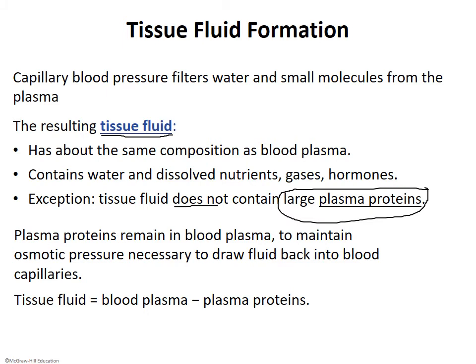Remember, formed elements and plasma. Tissue fluid is mainly plasma. The only difference is the large plasma proteins can't cross that barrier. So the plasma proteins remain in the blood plasma to maintain osmotic pressure. That, as the fluid is being pushed out, is causing it to become a magnet for the water to try and pull it back in. So tissue fluid is blood plasma minus the plasma proteins.